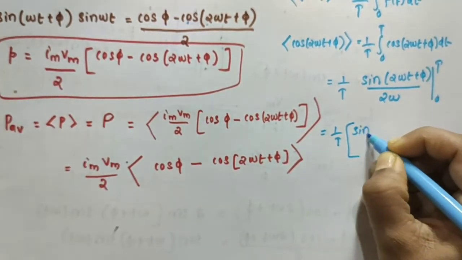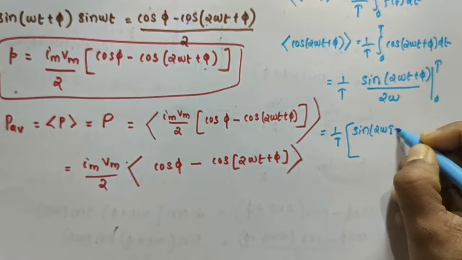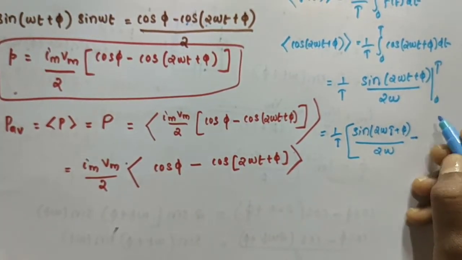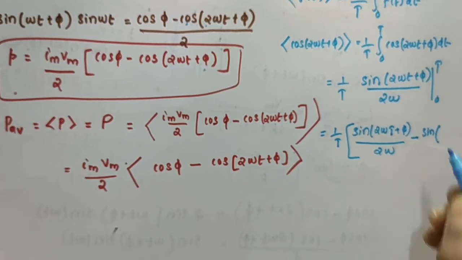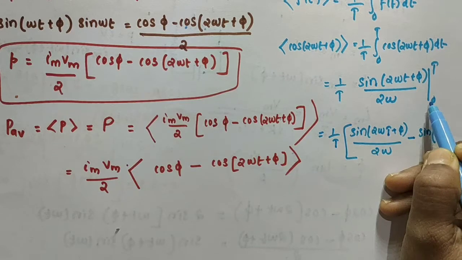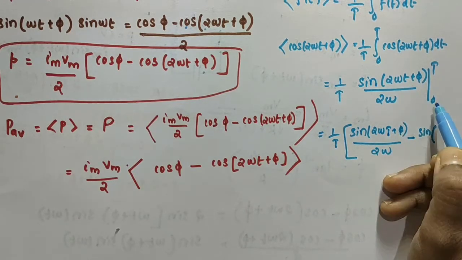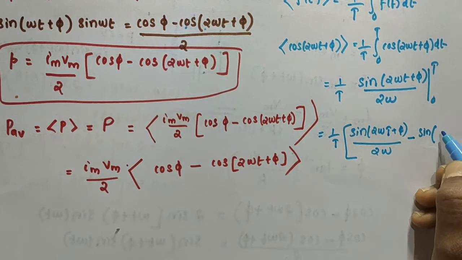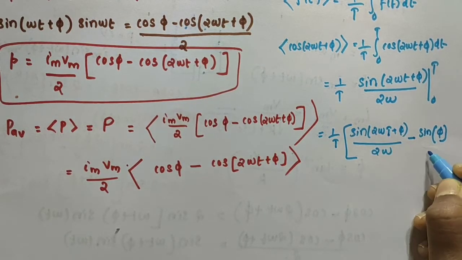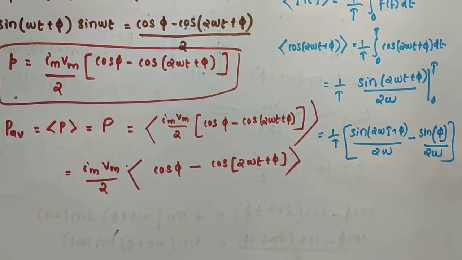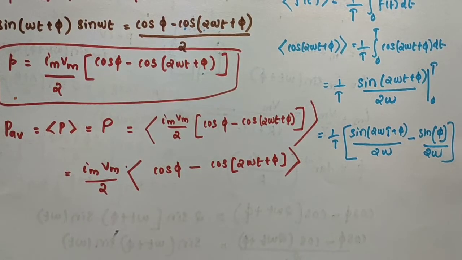So sine of 2 omega capital T plus phi divided by 2 omega, minus the lower limit. When we apply the lower limit, t is 0, so 2 omega into 0 becomes 0. 0 plus phi, that is phi, divided by 2 omega. Now you see what is the sine of 2 omega T plus phi actually.